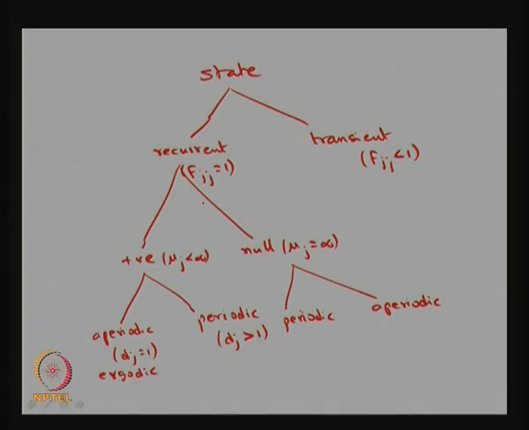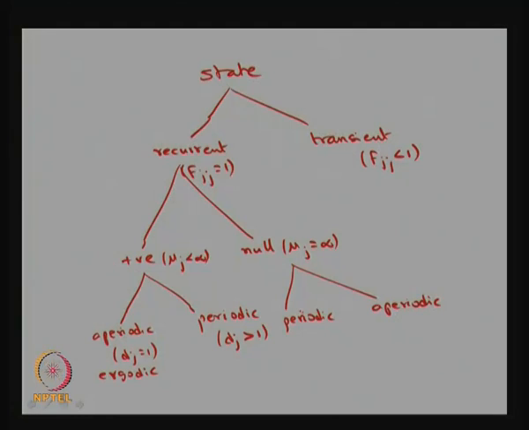So, in this lecture we started with a few concepts: accessible, then communicate, then closed set, then we discussed communicating class, then we discussed the meaning of first visit, then we gave the first passage time, then the mean first passage time distribution or mean recurrence time distribution. So, based on those concepts, we have classified the state as a recurrent state or transient state.